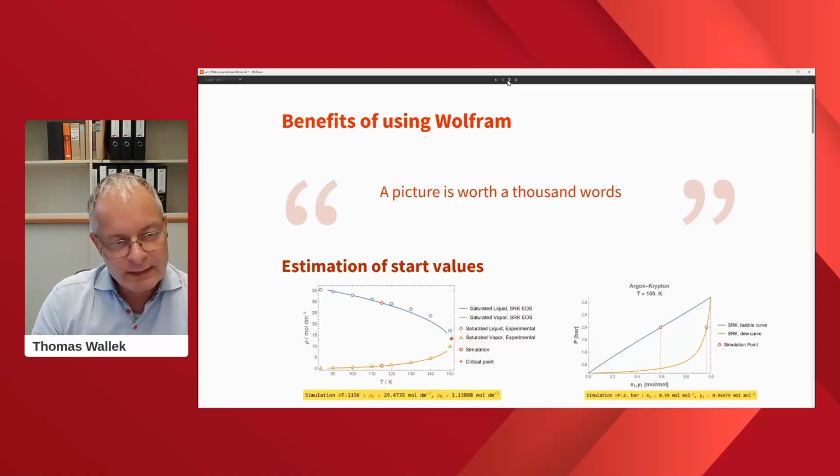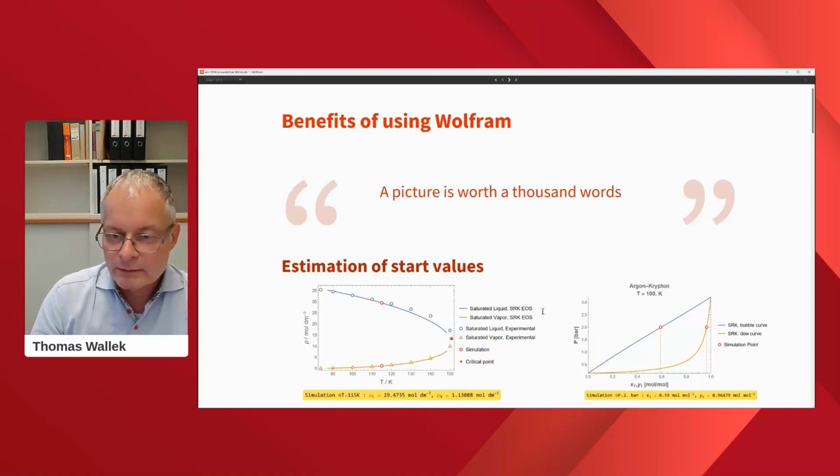So beginning with the estimation of start values for the simulations, these can be predicted using equations of state or activity coefficient models and can be visualized together with experimental data if available. This is illustrated here on the left-hand side in a density-temperature diagram with the dew line, the critical point, and the bubble line, together with experimental data and indicating the proposed starting values for the given temperature, which are also shown here on the bottom.